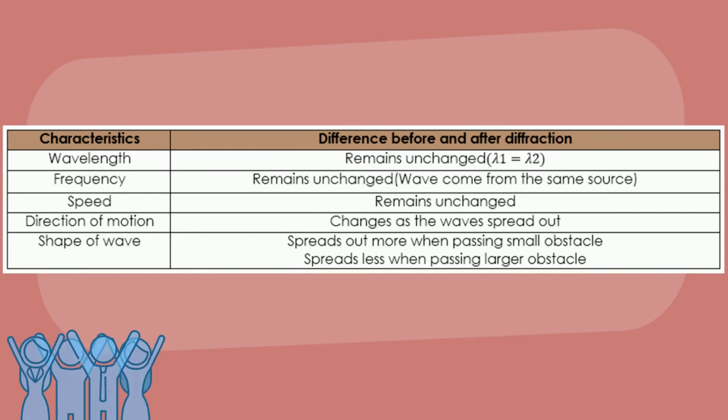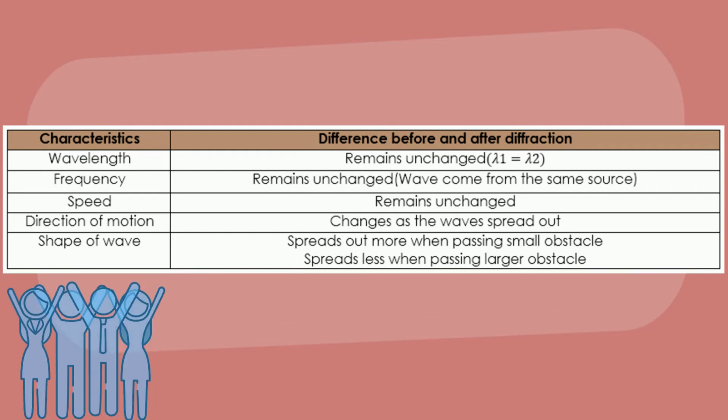A summary of the wave characteristics before and after the diffraction is given within this table. Wavelength, frequency, and speed remain the same, however, the direction of motion changes as the wave spreads out, depending on the size of the obstacle.